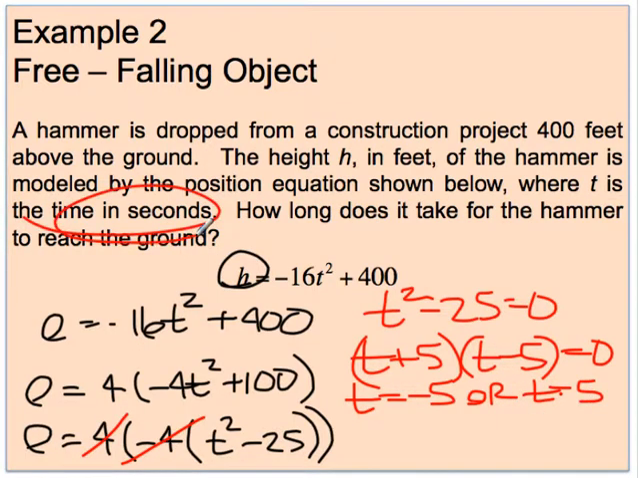Since we're talking about time in seconds here, it doesn't really make sense to be 5 seconds in the past. So how long does it take for the hammer to reach the ground? The answer is 5 seconds.